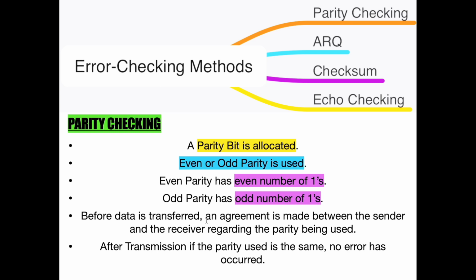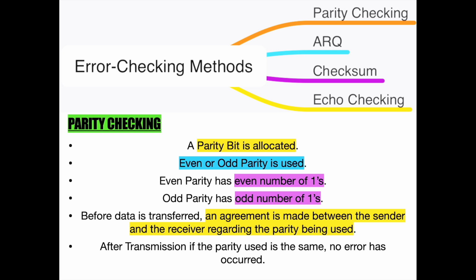Always remember it's the ones which are sorted out like this, not the zeros. Before the transmission of data occurs, an agreement is made between the sender and the receiver about the type of parity to be used. After transmission, if the parity used is the same, no error has occurred. But if the parity had changed during the transmission, then an error has occurred. Well, that's a basic idea about parity check.